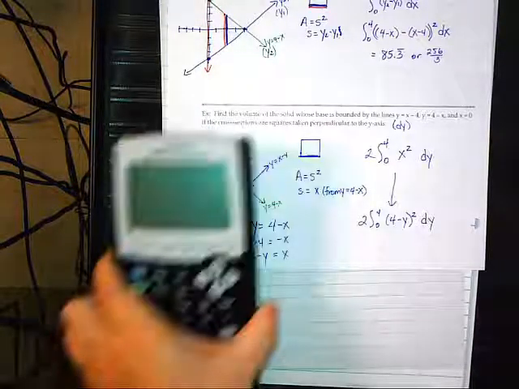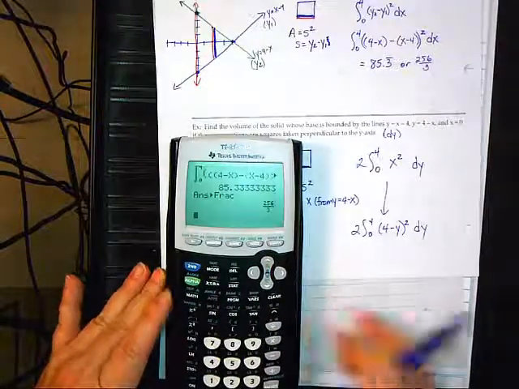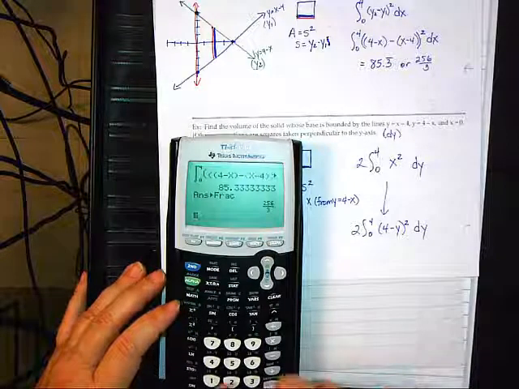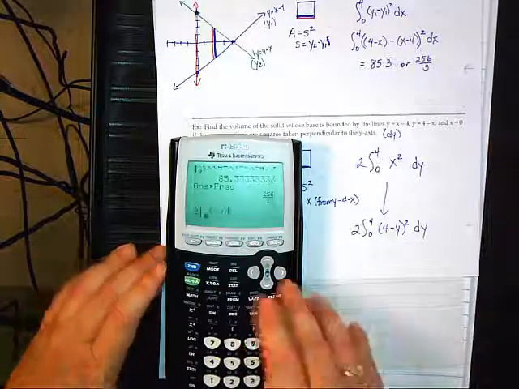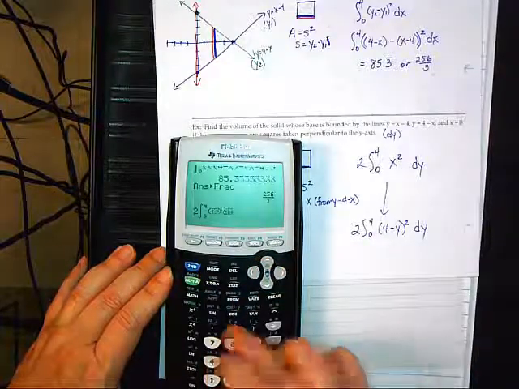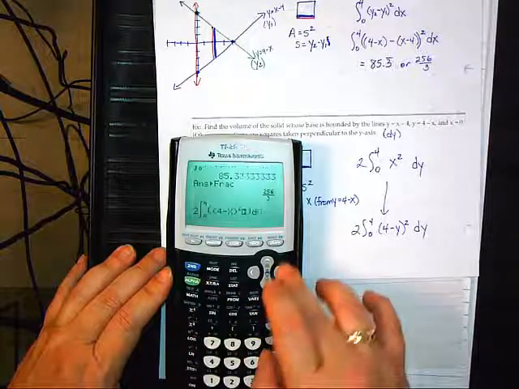And now you can use your calculator. You can type this in as a dx or a dy if you have an 84. If you have an 83, you have to do dx. So 2 math 9, 0 to 4. I'm going to do it with x's. Parentheses, 4 minus x close squared dx.